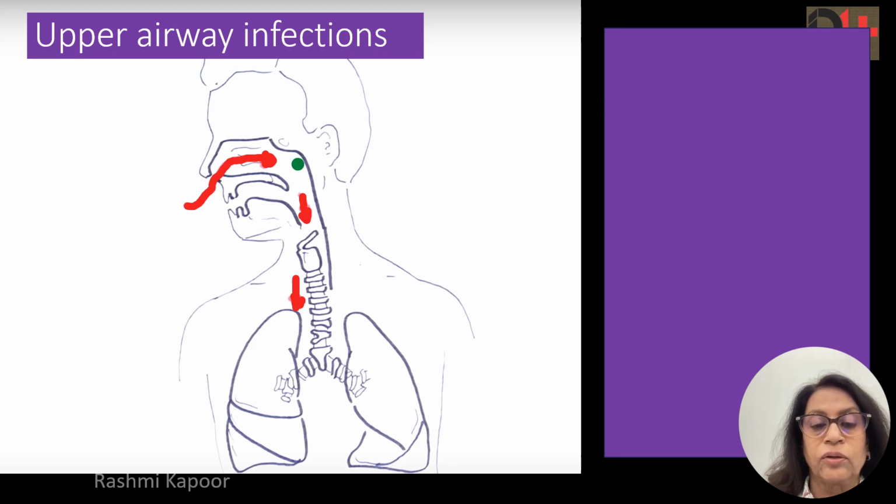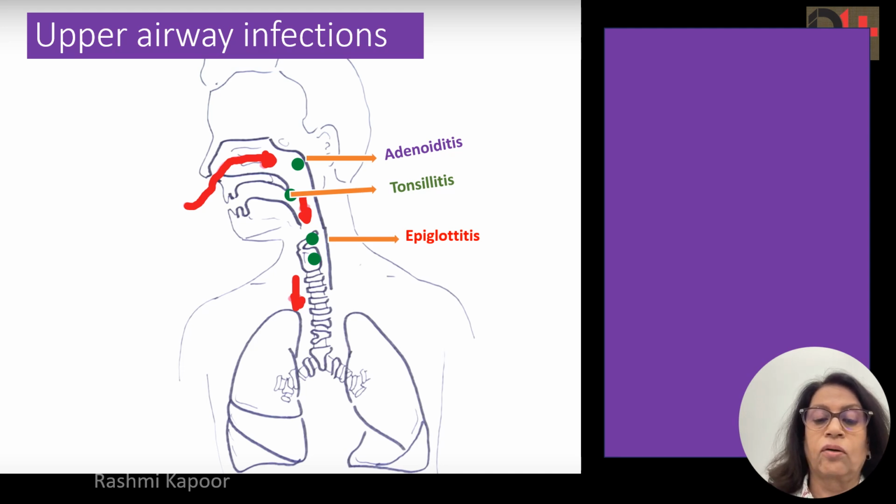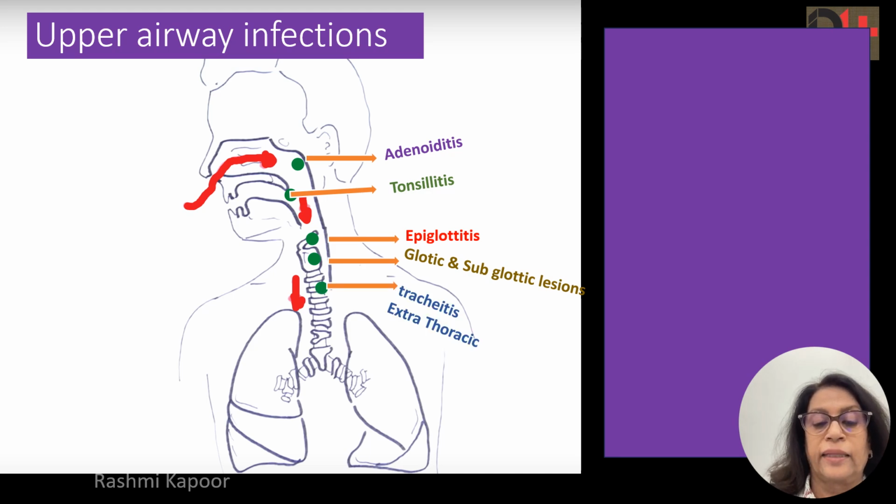infections. So, if the infection is of adenoids, it's adenoiditis, tonsils, it is tonsillitis, then epiglottitis, then anything below the glottis is all the lesions in the subglottic areas of infections like croup, etc. And then tracheitis, if the infection is in extrathoracic trachea.